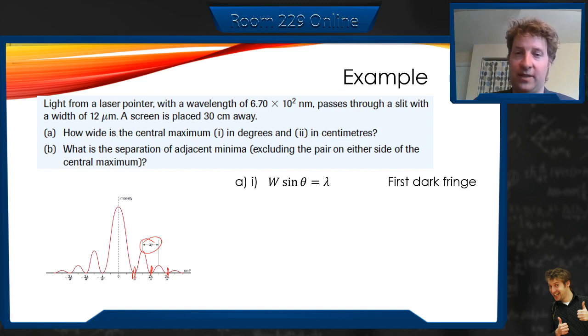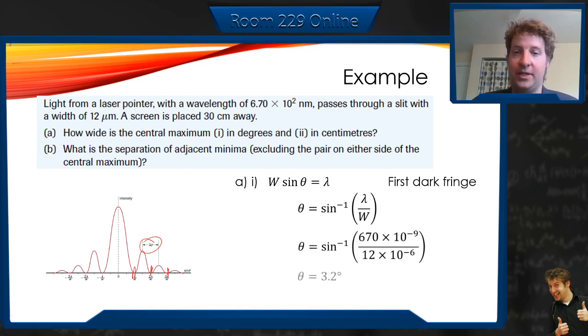So w sine theta equals lambda. Right? So the angle is just going to be the inverse sine of lambda over w. And plugging in our numbers, I get 3.2 degrees. Now we got to be careful here. That's telling us that it's 3.2 degrees between the central maximum and the first dark fringe.